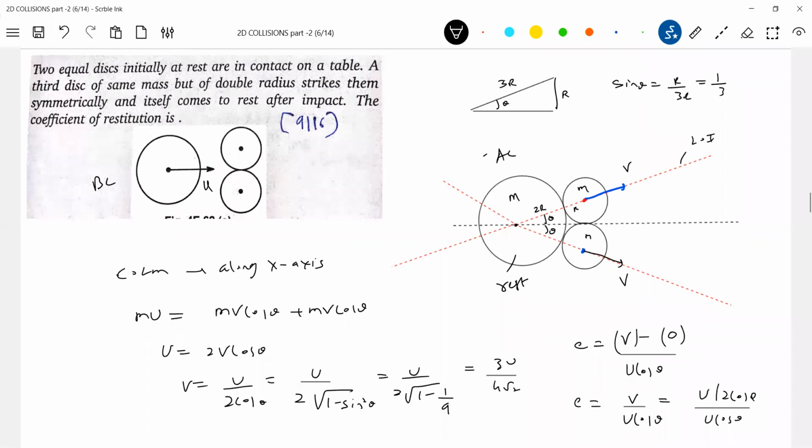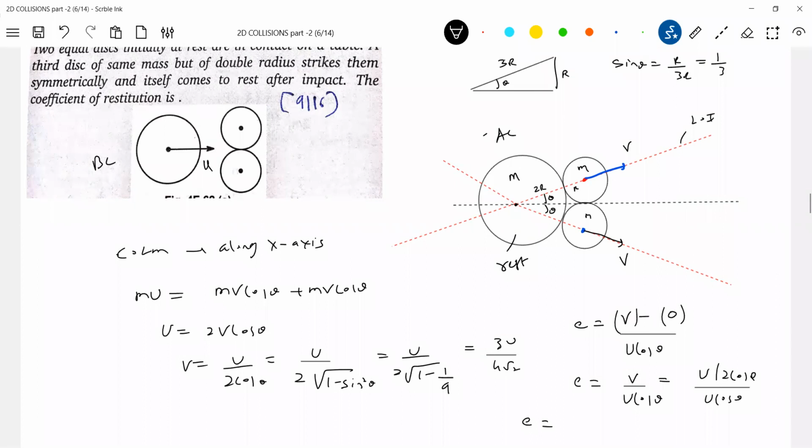So what is the value of e? e should be equal to 1 by 2 cos square theta. Substitute this. So we know the value of cos theta. Sin theta is 1 by 3, no? So cos theta value you can find out. Substitute that, you'll get the required answer.